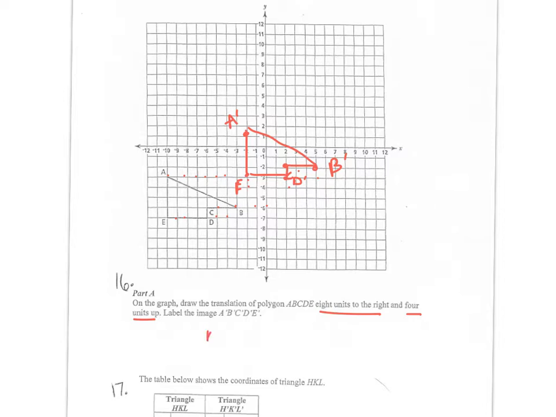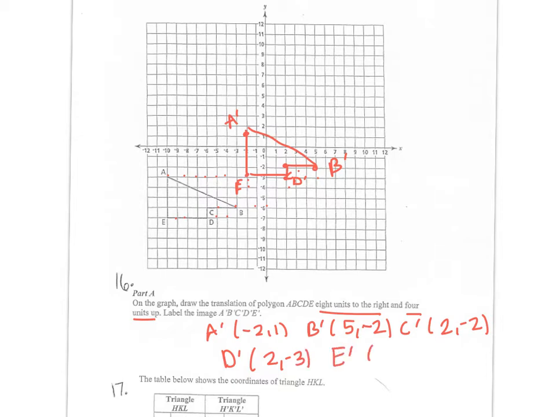If at some point you needed to write what the coordinates were of your prime, then you would just go: A prime is at -2, 1. B prime is at 5, -2. C prime is at 2, -2. D prime is at 2, -3. And E prime is at -2, -3.